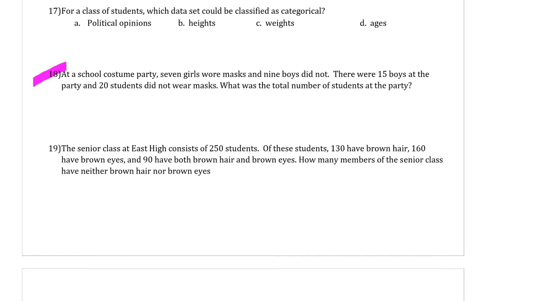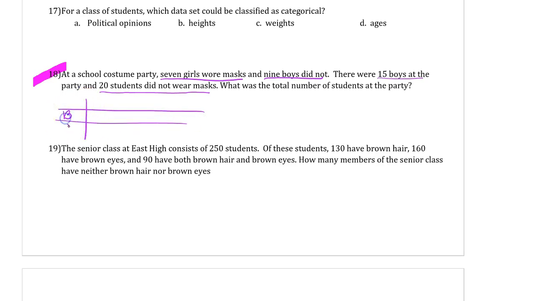All right, at a costume party, 7 girls wore masks, 9 boys did not. There were 15 boys at the party and 20 students did not wear masks. What is the total number of students at the party? So for this type of problem, you really have to organize your data. You could use either a Venn diagram or a two-way table. I'm going to go two-way table because I think that it's a little bit easier.